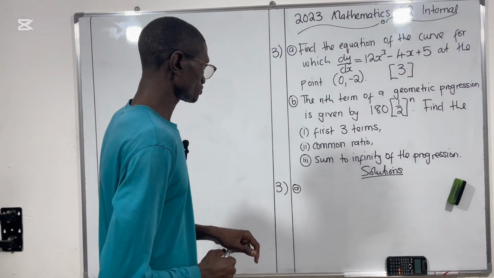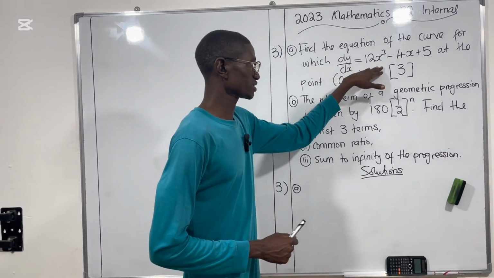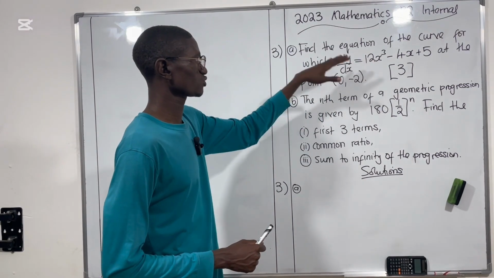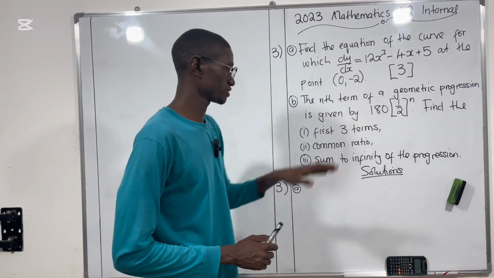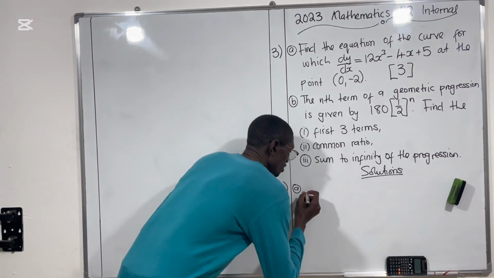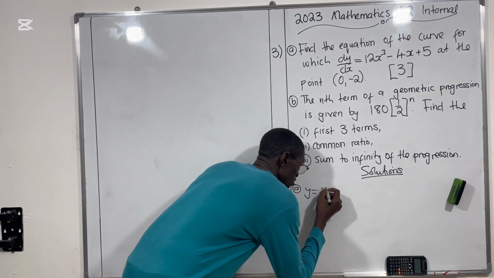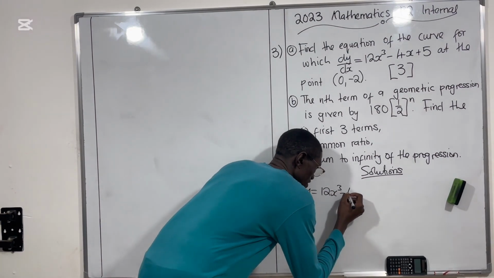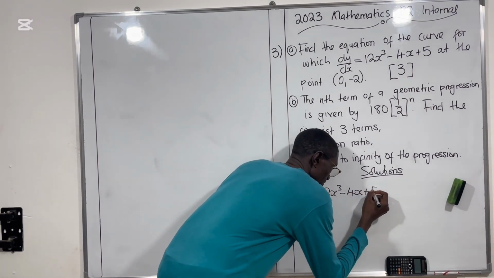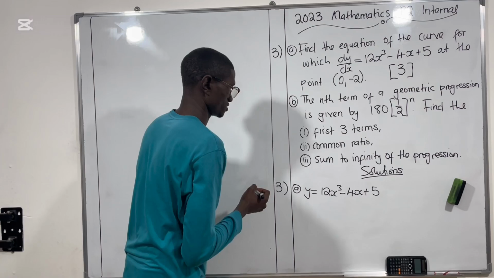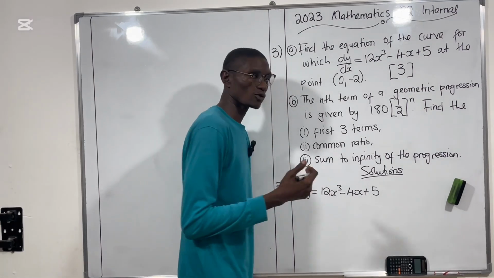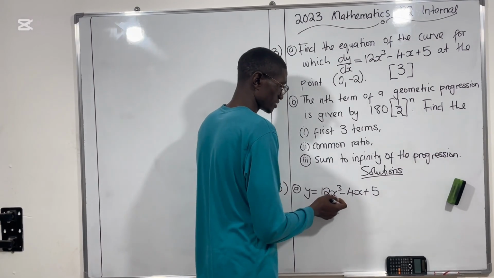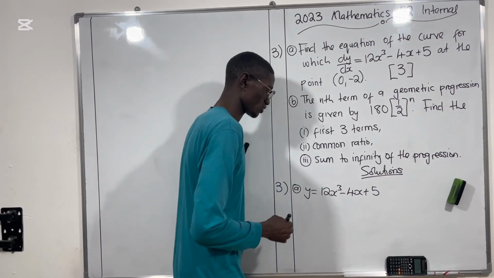What we have here is a differentiated function, and in order to find the equation of the curve, we need to first of all integrate this function. So we're going to say y is equal to the integral of 12x cubed minus 4x plus 5. Now to integrate a function, you simply add a 1 to the power of x, and then you divide by the same expression that you have up there.